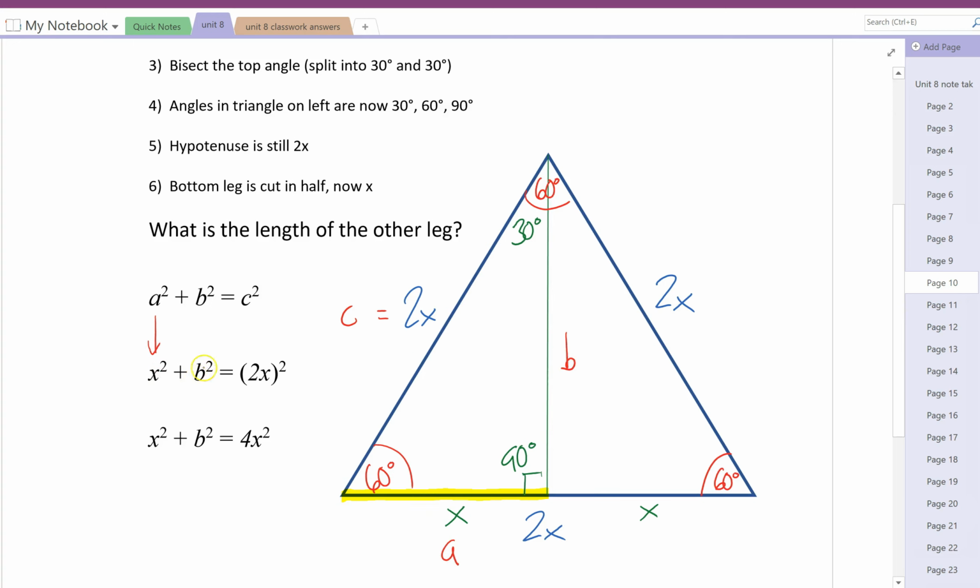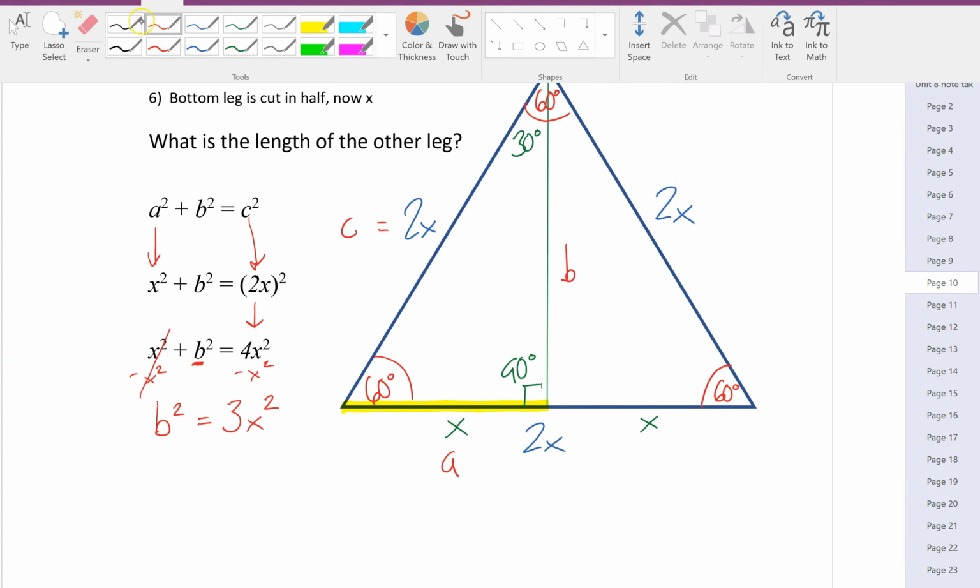All right, so if I want to combine like terms here, the reason I would want to do that is because I eventually want to get to where I just have b by itself. I want to know what this is equal to. So I'm going to subtract an x squared from both sides. Those go away. B squared equals 4x squared, and then I lose one of the x squareds. That would leave me with 3x squared.